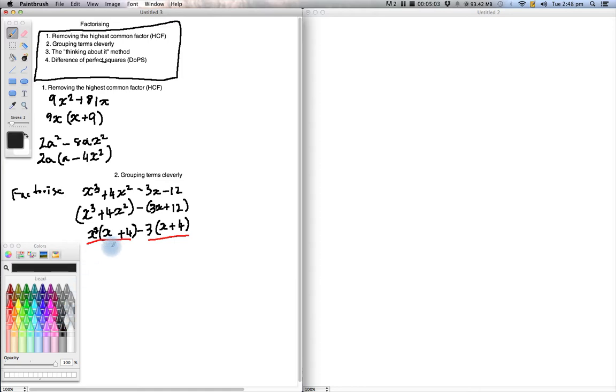Now, what you notice is we have a common factor in these two underlined bits. Both of them have a factor of x plus 4. There's an x plus 4, there's an x plus 4. So we're going to take out the factor of x plus 4. So if we take out x plus 4, here we've got x squared, lots of them. So we've got x squared, lots of them here. And we've got minus 3, lots of them there.